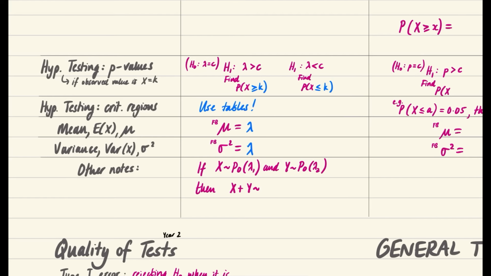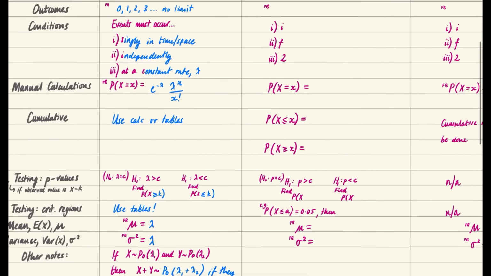This is the only one that's got some extra notes. If x has a Poisson distribution and y has a Poisson distribution, then if you add those two distributions together, x plus y is still a Poisson distribution, but you simply add together their rates. But you can only do this if they are in the same period. So per hour, or per 3 months, or per 6 months, whatever it is, they need to be the same period in order to add them together. Remember, you can always scale them to make that work.